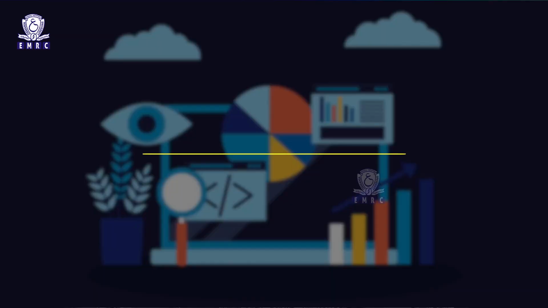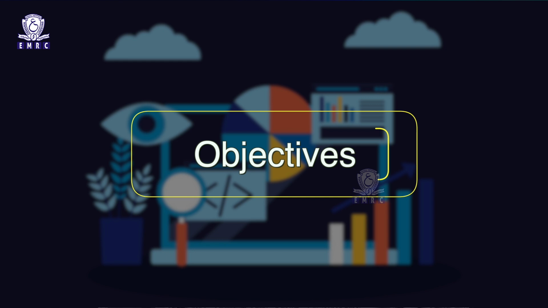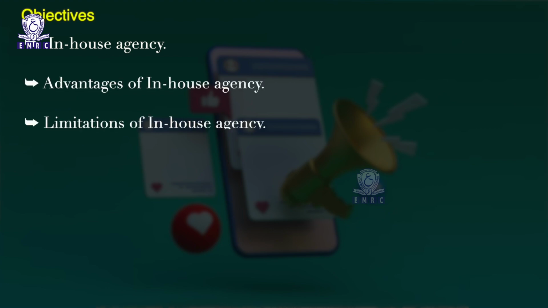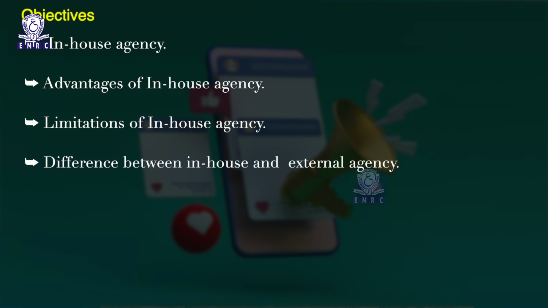Types of advertising, lesson 21, in-house agency. Objectives: in-house agency, advantages of in-house agency, limitations of in-house agency, difference between in-house and external agency.